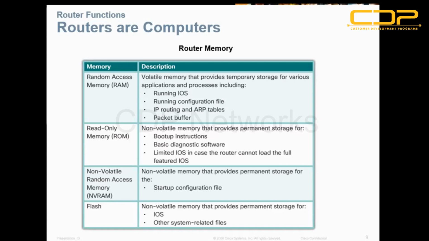Non-volatile random access memory is called NVRAM. It provides permanent storage for the startup configuration. If you start or power on the router, some information comes into your interfaces. That information comes from the NVRAM. That is called the startup configuration file, we call it. Right? Another memory is called flash memory. It mostly stores the IOS, that is the router operating system, the Internetwork Operating System, and other system related files.